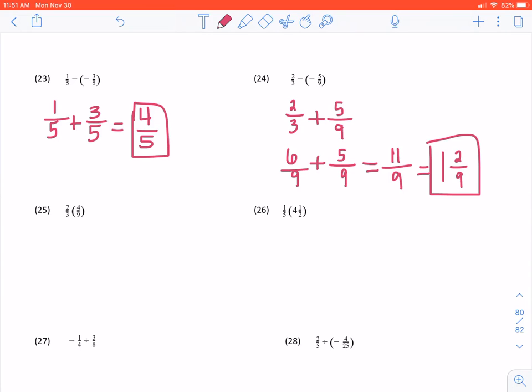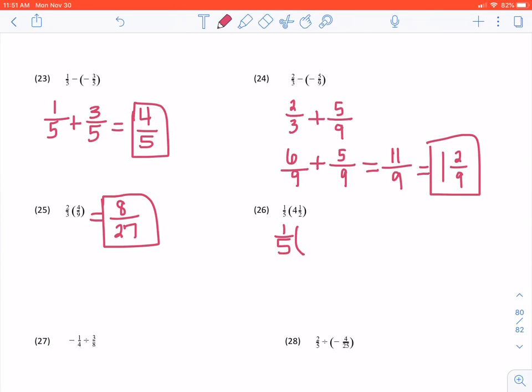All right, 25. We are going to multiply straight across. So 2 times 4 on the top gives me 8. 3 times 9 gives me 27. So multiplication's pretty simple. Number 26, this one we do have to convert that mixed number into an improper fraction.